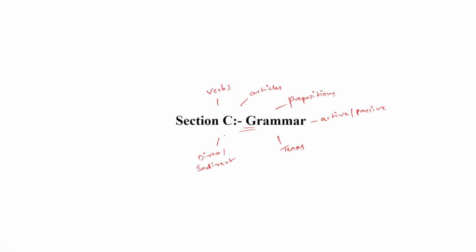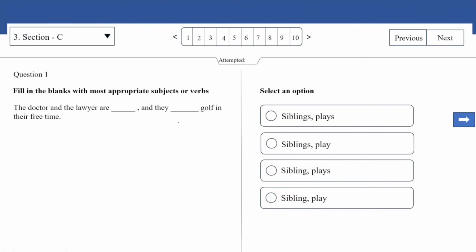Let's see the questions in this section. So here the first question instruction is fill in the blanks with the most appropriate subjects or verbs. So we need to fill in the blanks with verbs or subjects. And here there are four options. We need to select any one of these.